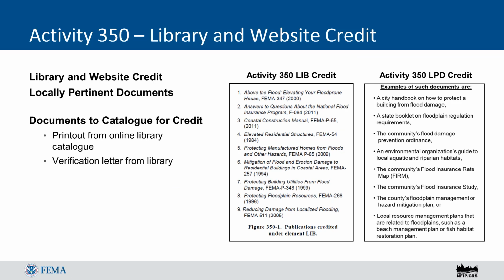Activity 350 is your library and website credit. This chart on the left shows the 9 publications from FEMA that you get credit for under LIB. Under LPD, locally pertinent documents, here are examples of other documents that you can have in your library and receive credit for. Basically, it works for any flood-related publication that is locally pertinent. Remember that they have to be cataloged, so we'll need some kind of proof of that, either a printout from the library's online catalog or a letter from the library verifying that they are cataloged.